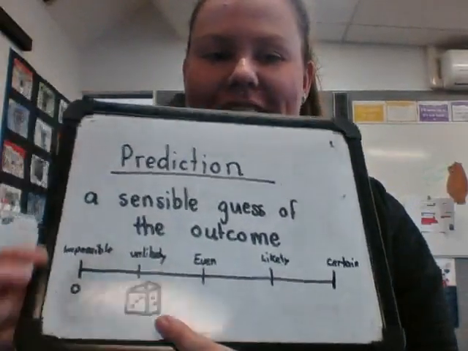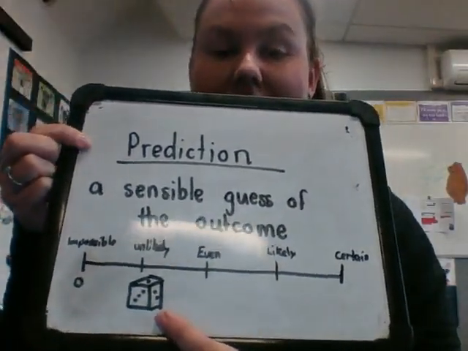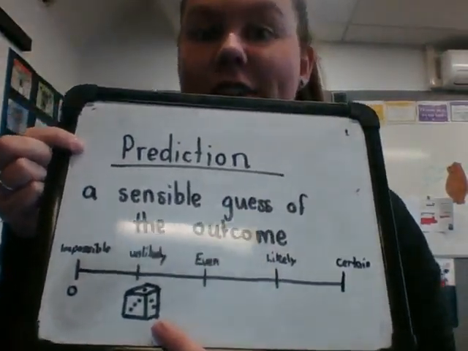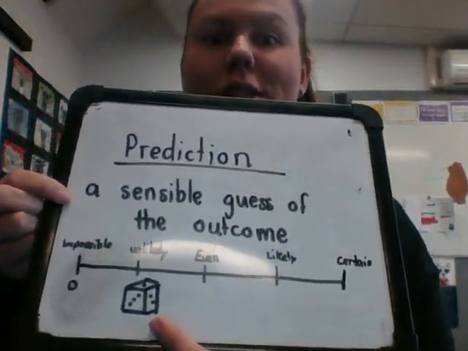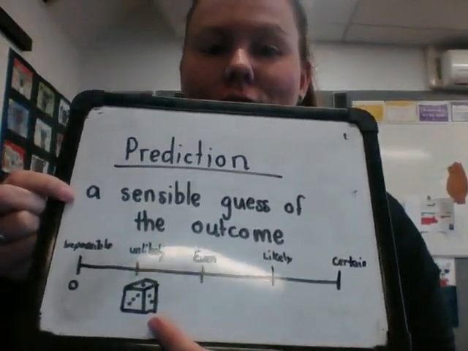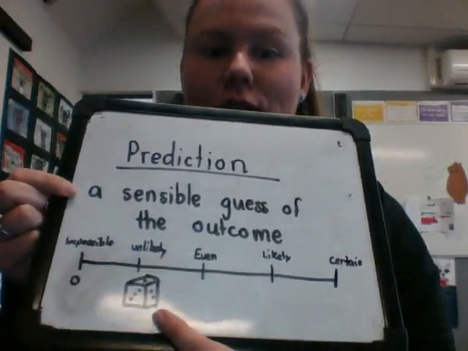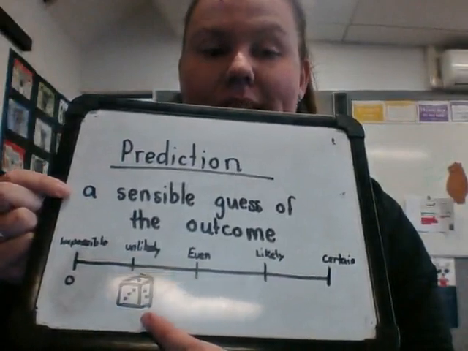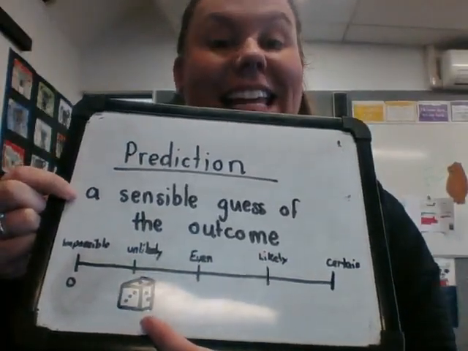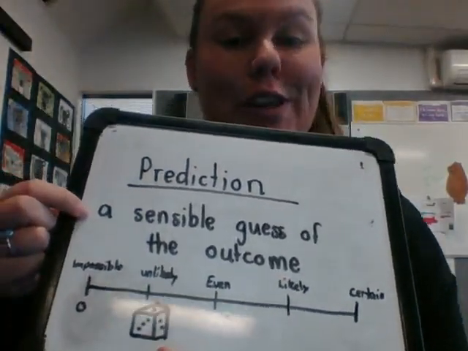Alrighty guys, so you're going to be making a prediction. Now, if you think about predictions in reading, it's very similar. We're going to be making a sensible guess of the outcome of what's going to happen. So you need to use your prior knowledge, you need to use your knowledge of how likely or unlikely you are to roll certain numbers to make a guess, a prediction of what you think is going to happen.